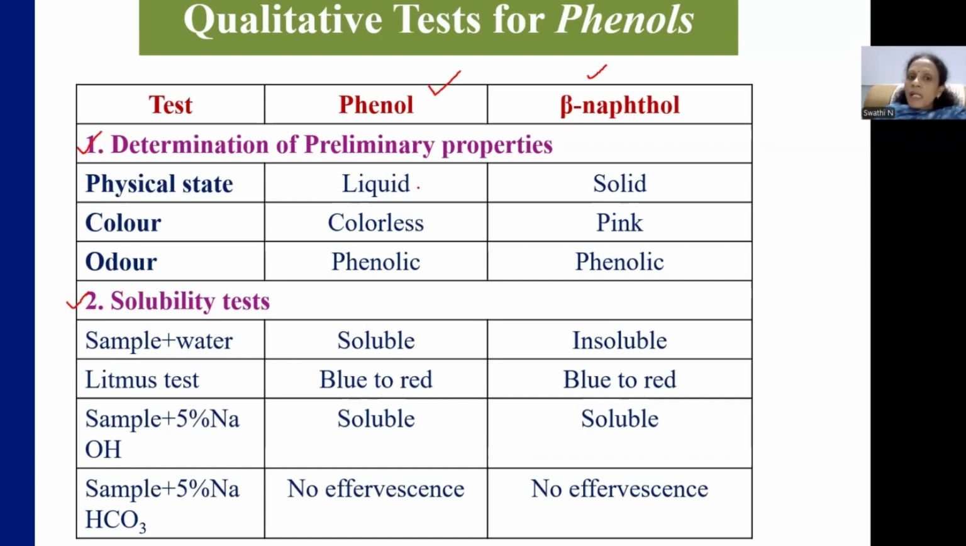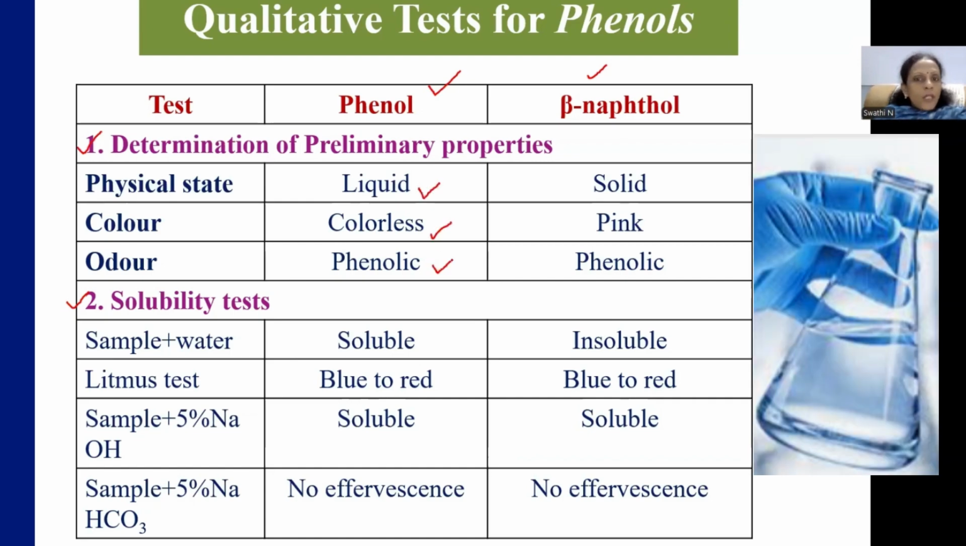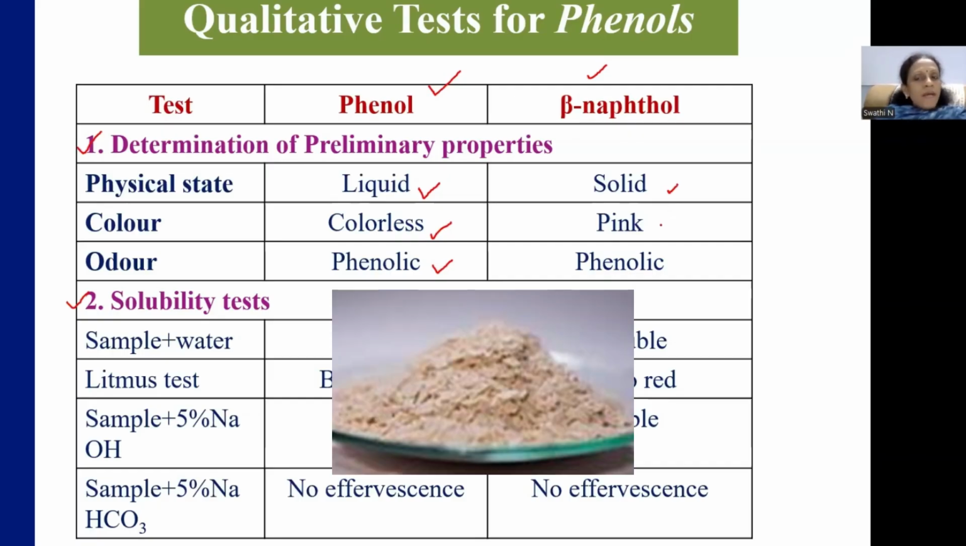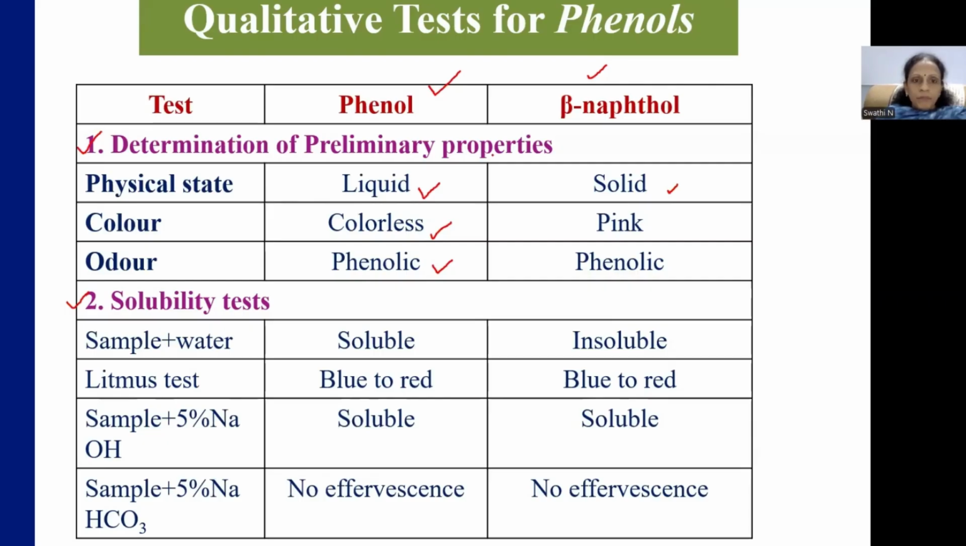Phenol usually occurs as a colorless liquid with phenolic odor. Beta-naphthol is a solid which has a pale pink color and it also has a phenolic odor. Now coming to the solubility profile, phenol is water soluble in nature and it turns blue litmus to red.